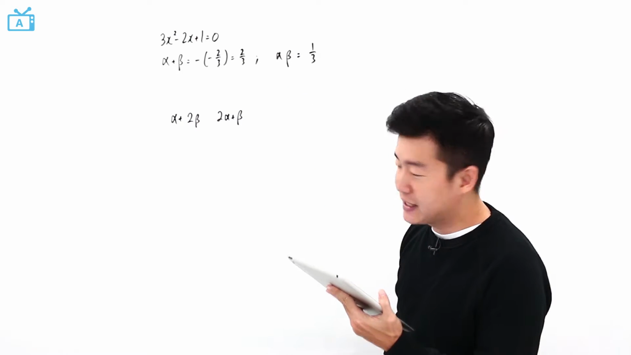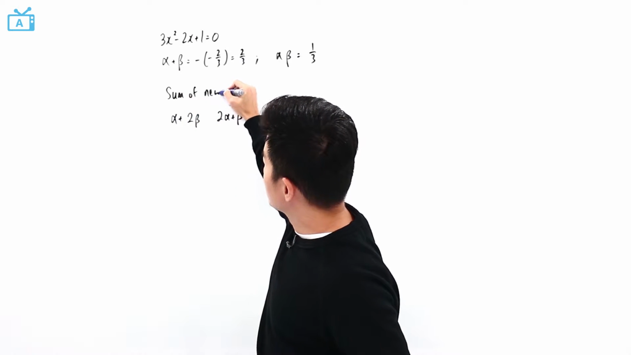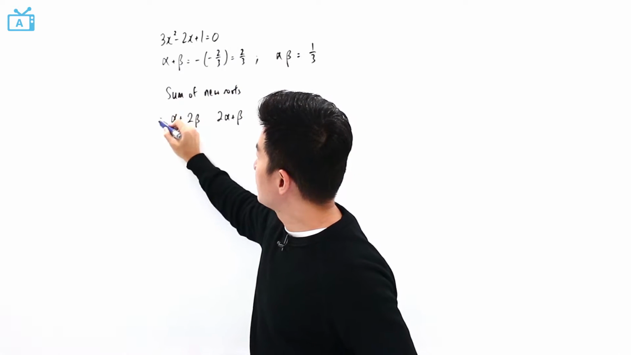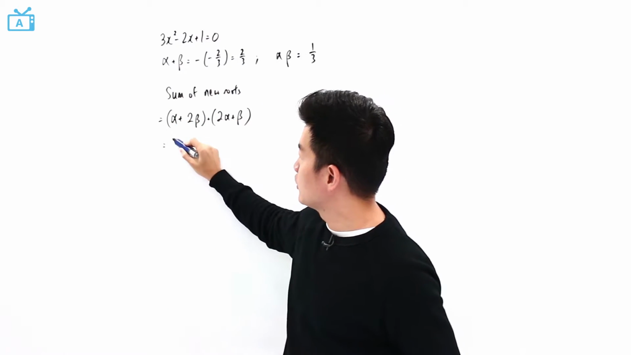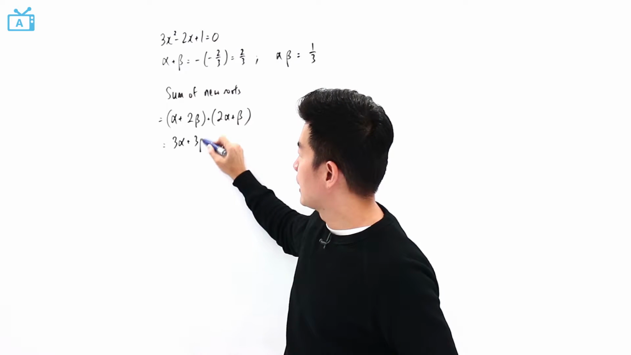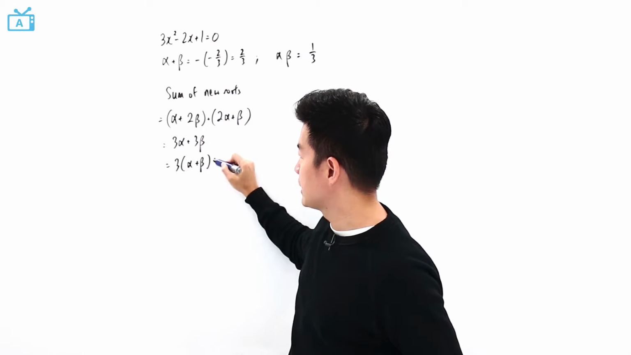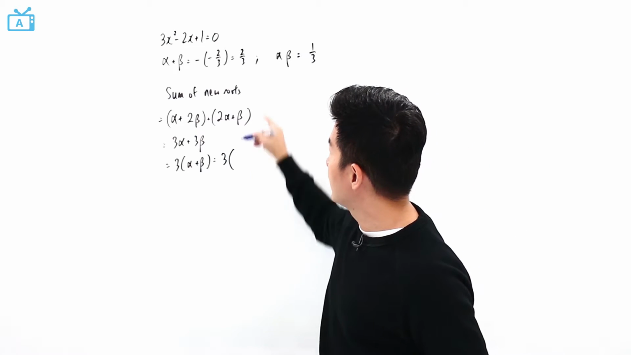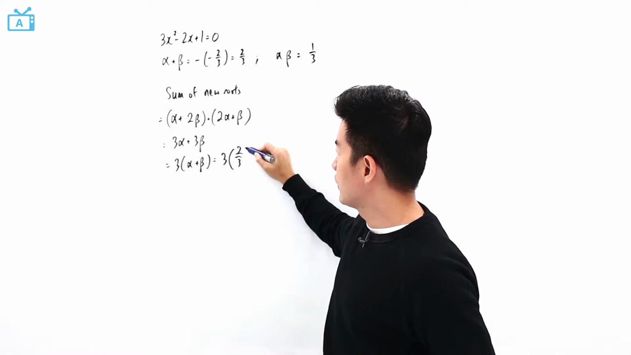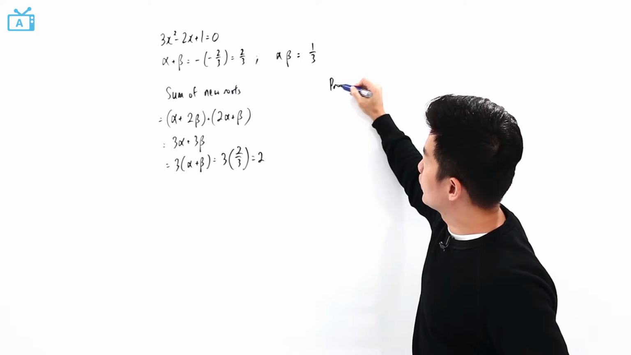What we are going to do is, let's try to form the sum of the new roots. The sum of the new roots will be this plus this, which means that what we have is going to be 3 alpha plus 3 beta. It is 3 times of alpha plus beta. If I were to factorize out 3, this is going to be 3 times of 2 over 3. This is 2. And I'm going to find also the product of new roots.